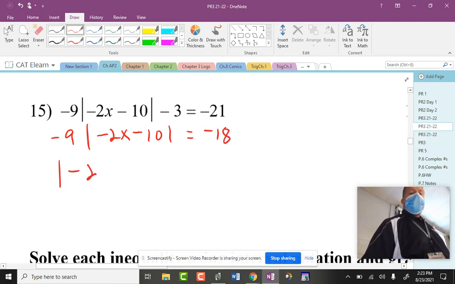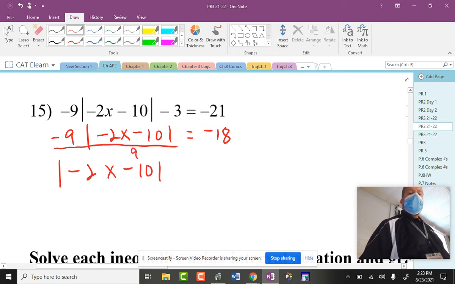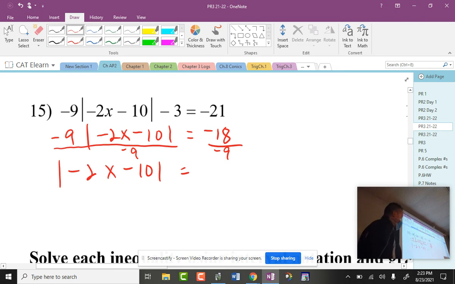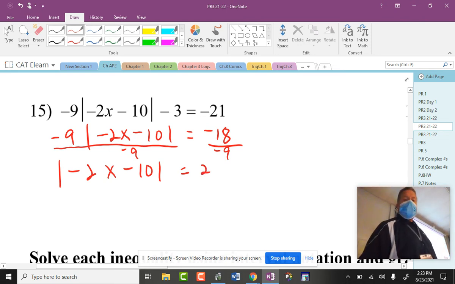Then divide. What does that become when I divide by -9? I'll show it. Divide by negative 9. What does this become on the right? What's -18 divided by -9? 2. And then what are my two cases? I'll do the work for you here.